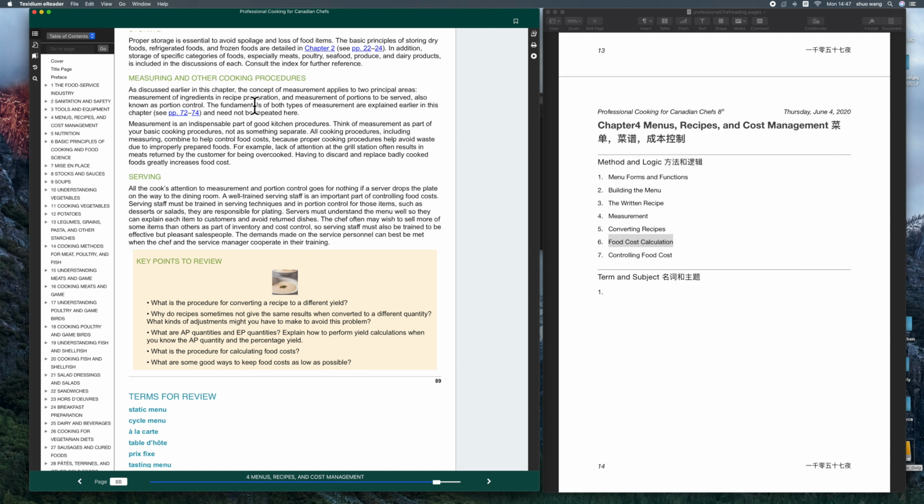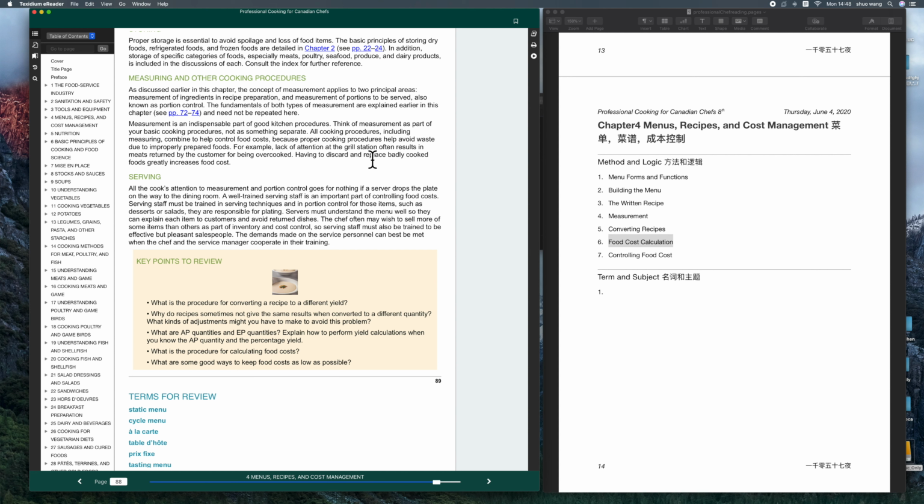Measuring and other cooking procedures. As discussed earlier in this chapter, the concept of measurement applies to two principal areas: measurement of ingredients in recipe preparation and the measurement of portions to be served, also known as portion control. The fundamentals of both types of measurement are explained earlier in this chapter and need not be repeated here. Measurement is an indispensable part of good kitchen procedures. Think of measurement as part of your basic cooking procedures, not as something separate.